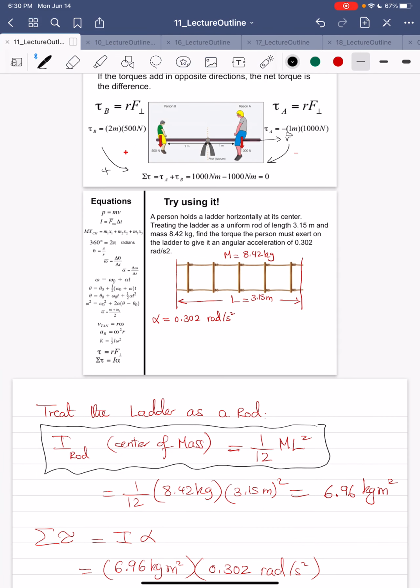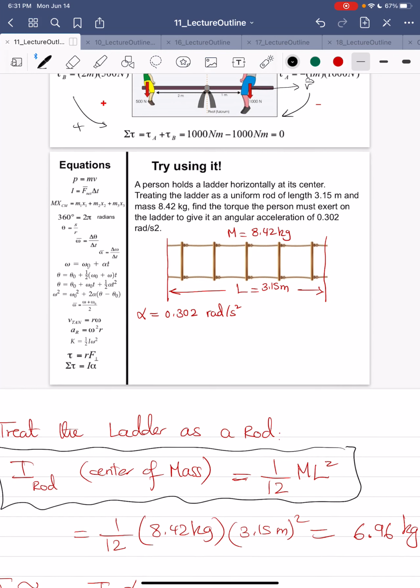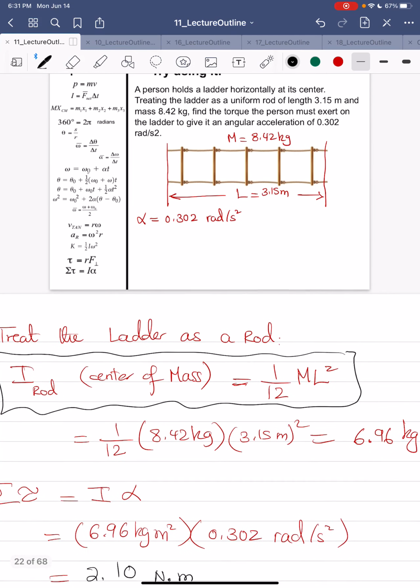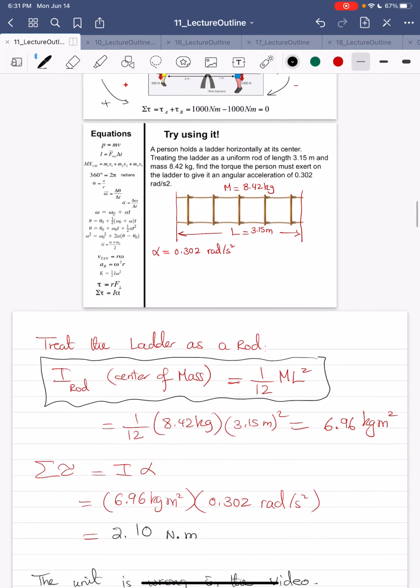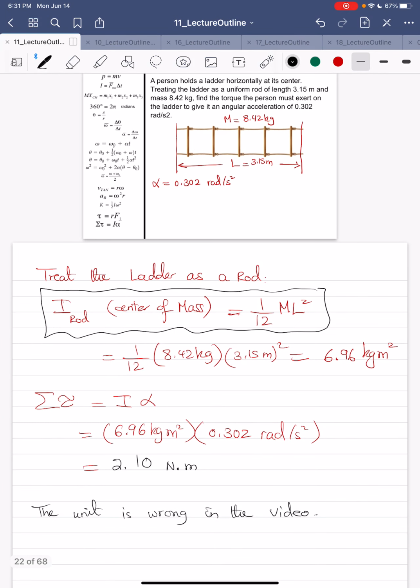Again, a person holds a ladder horizontally at its center. Treating the ladder as a uniform rod of length 3.15 meters and mass 8.42 kilograms, find the torque the person must exert on the ladder to give it an angular acceleration of 0.302 radians per second squared. I drew the ladder here, and with alpha we're going to treat the ladder as a rod. Then I for the rod rotating about its center of mass is going to be 1 over 12 times 8.42 kilograms times 3.15 meters squared, and this is going to be 6.96 kilogram meters squared.